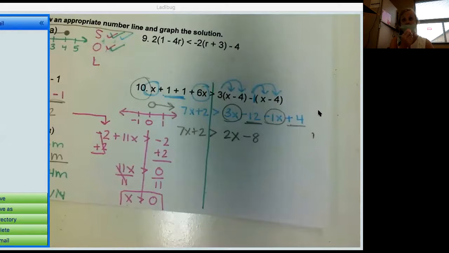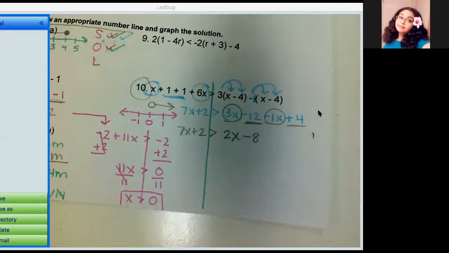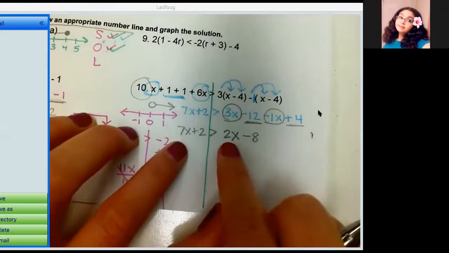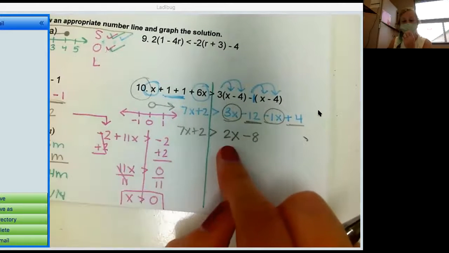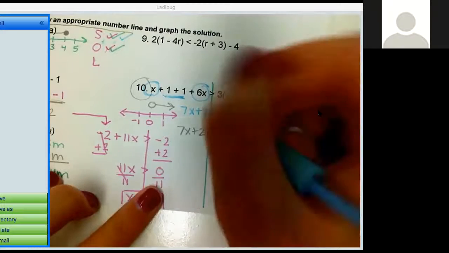One side. Good. So I need to get my x's to one side. Is it easier to move 7 or 2? 2. So how do you move a positive 2x? Subtract. Good.